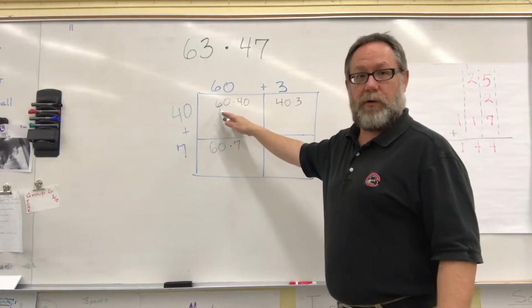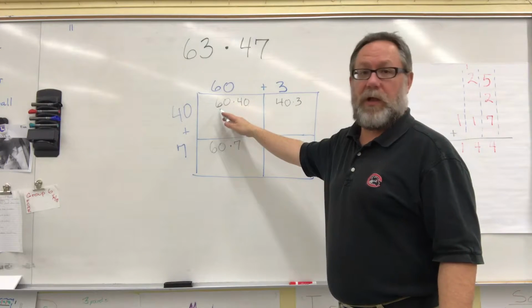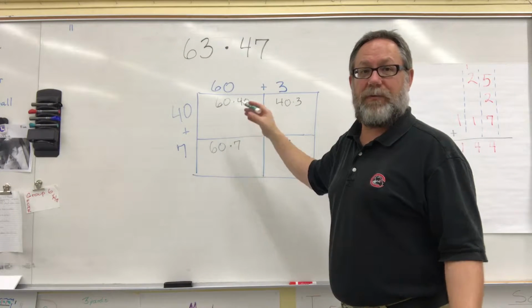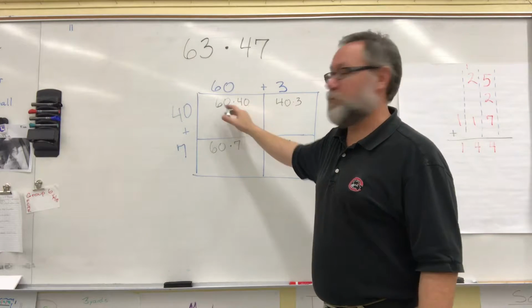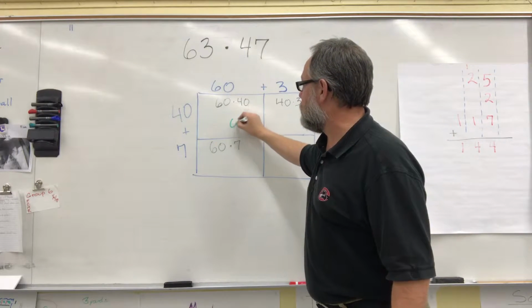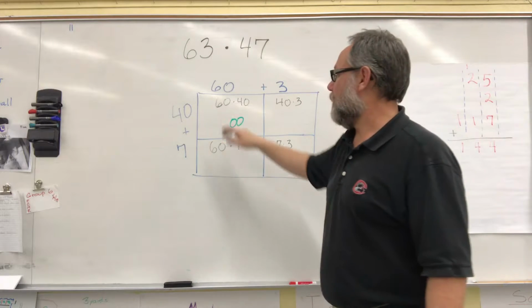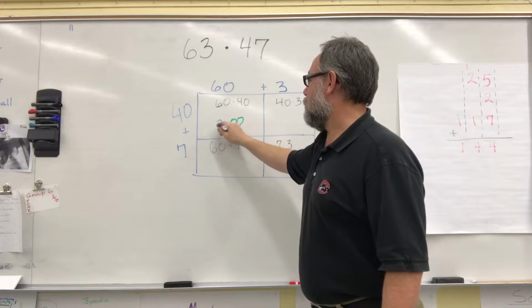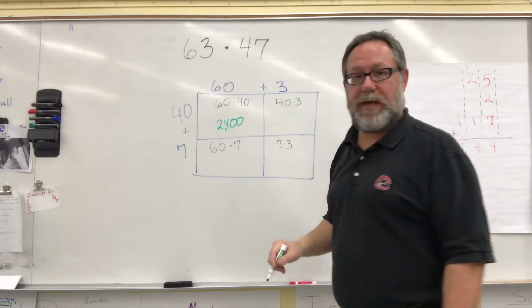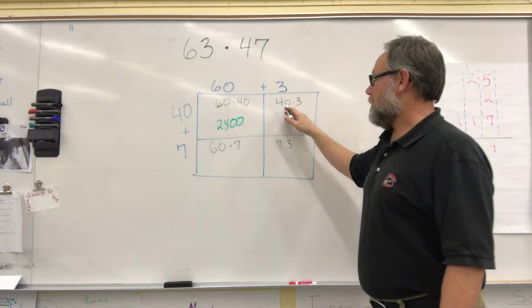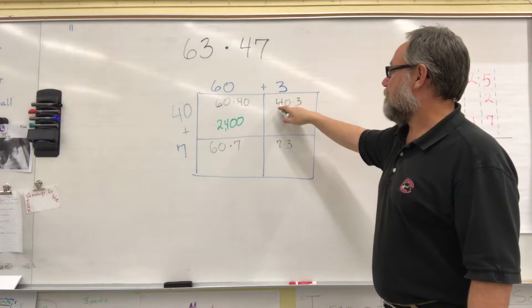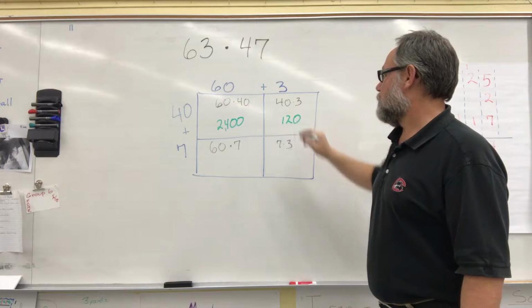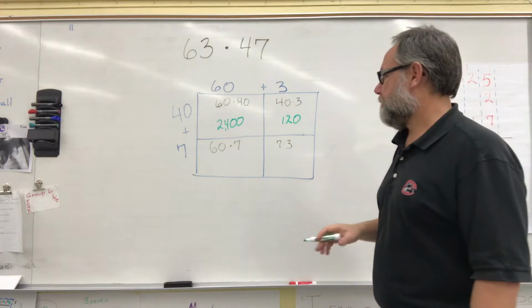Remembering that we've learned that when we multiply numbers with zeros in it, we don't really have to worry about the zeros. We can just count them. 40 has 1 zero, 60 has 1 zero, so we're starting our answer with 2 zeros. 6 times 4 is 24, so that's 2,400. 1 zero in 40 times 3, so we add a 0 in there to start our answer. 4 times 3 is 12, so that's 120.